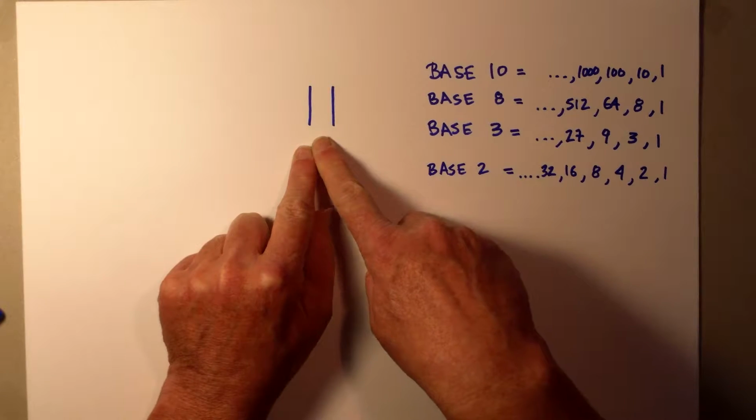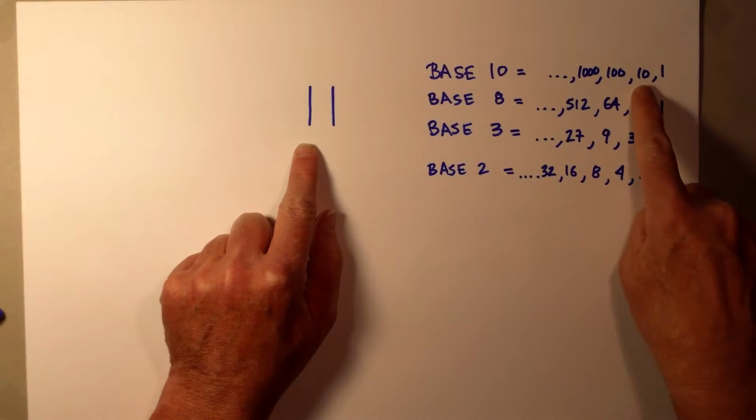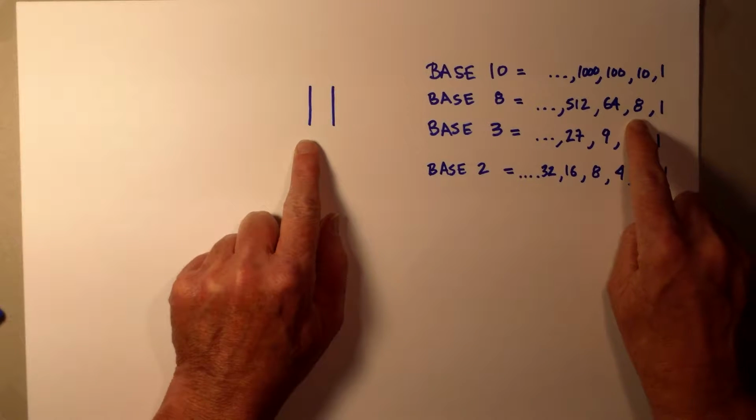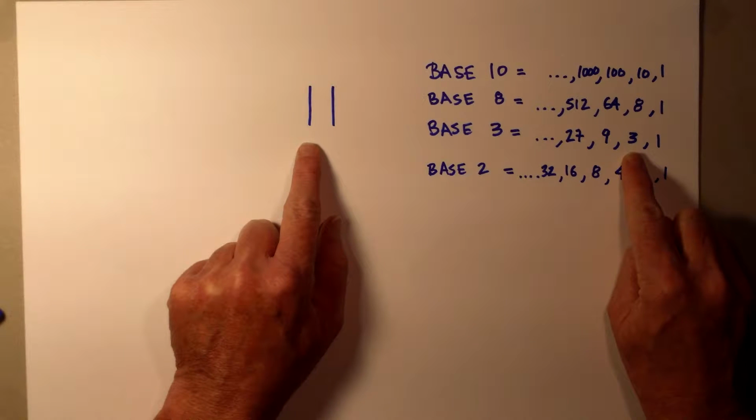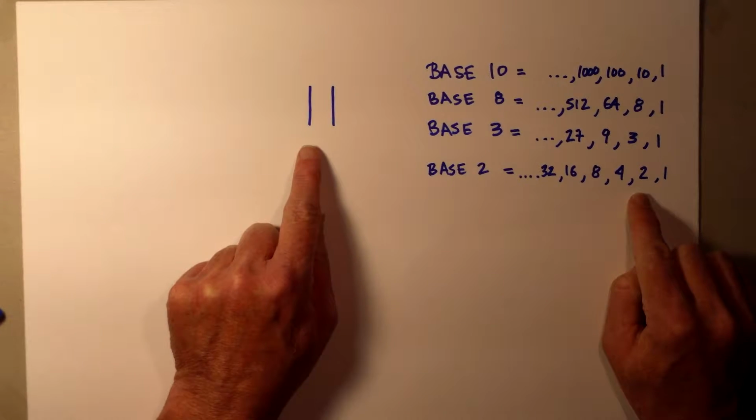The next digit represents the number of, well, it depends on the base. If we were talking base 10, it would represent 10. We have 1 10. Whereas in base 8, it would represent 1 8. In base 3, it would represent a 3. And in base 2, or binary, it would represent a 2.